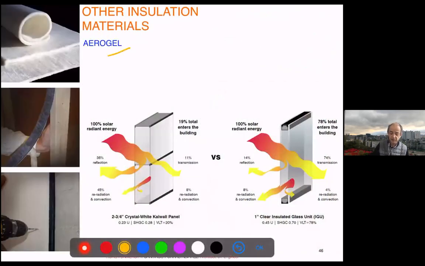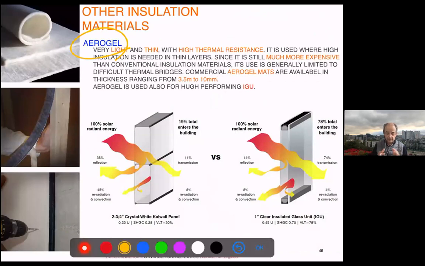Another material which is interesting is the aerogel. Very expensive. It's a jelly actually, and usually it is used impregnating felt. Commercially you can buy it from 3 to 10 millimeters thick, because it is probably 5 times as effective as any other material. And you can have it transparent, so you can use it in the igloo and improve the thermal performance a huge lot without reducing the light. But again, this is very expensive, and you will mostly use it in difficult places, in thermal bridges, not on large surfaces.